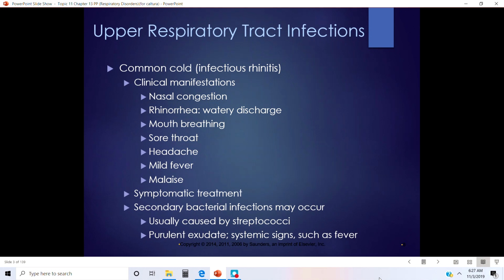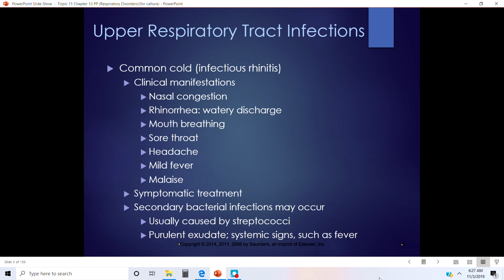When we do have nasal congestion, a lot of times people will have to breathe through their mouth. Possibly a sore throat, headache, a mild fever, really not too high, 99 or 100, and then malaise, right? Just don't feel well. As far as the treatment, there's really not much that we do for the common cold, just symptomatic treatment, whatever makes somebody feel better.